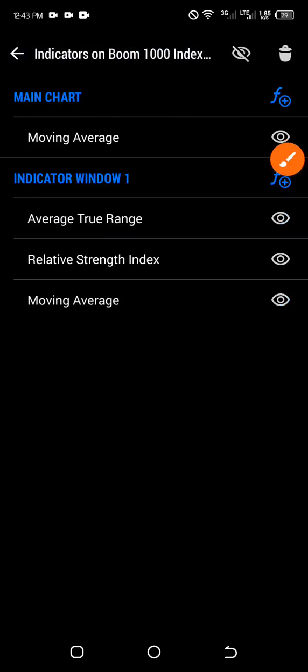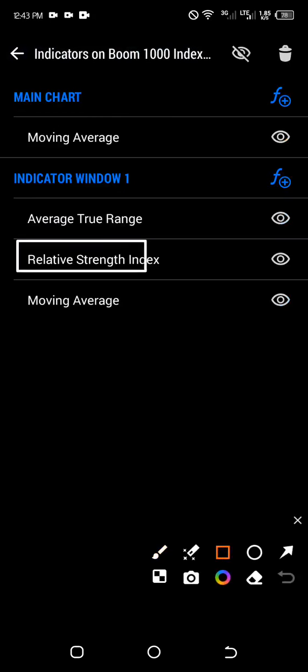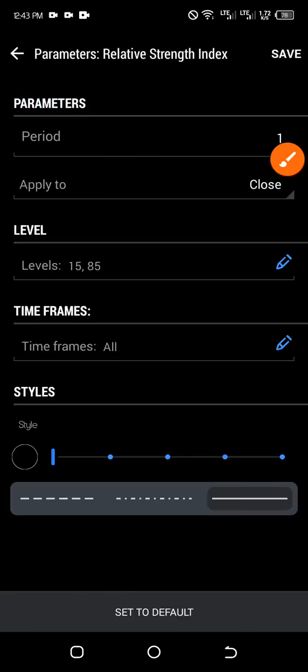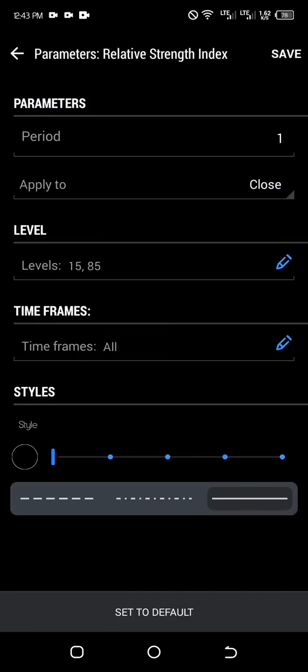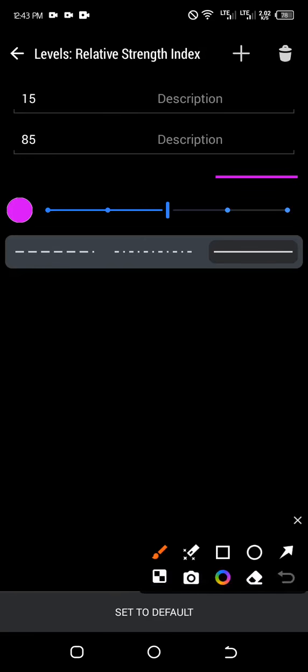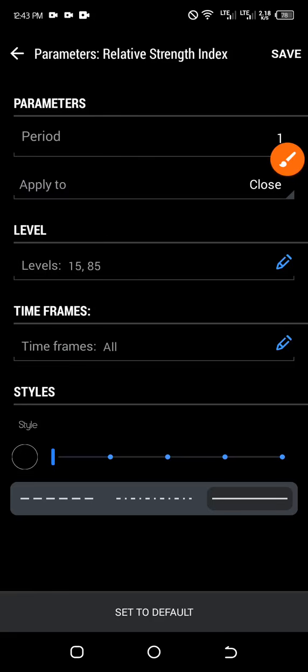So for the next indicator, which is going to be the RSI, at the top, we click on this indicator with the F plus. We search for RSI and use these parameters. The period here should be 1, apply to close, and for the levels, we need the 15 and the 85 levels, using a color of your choice. So go back and click on save.